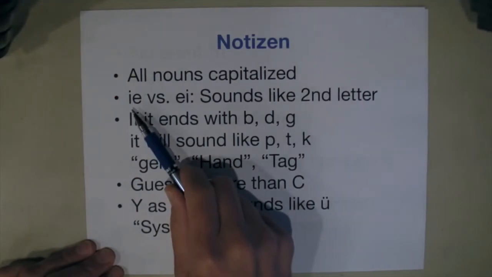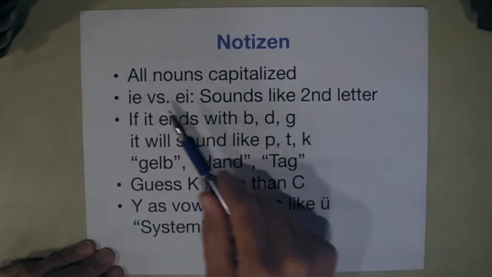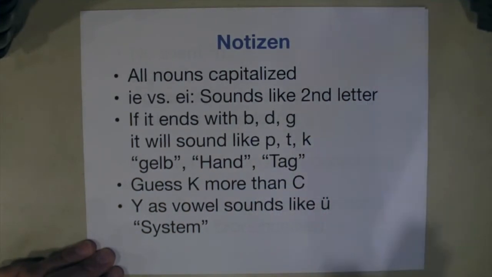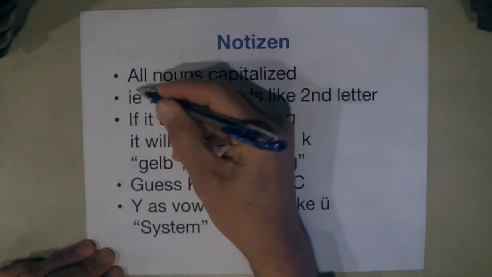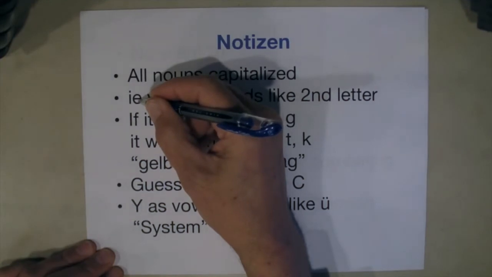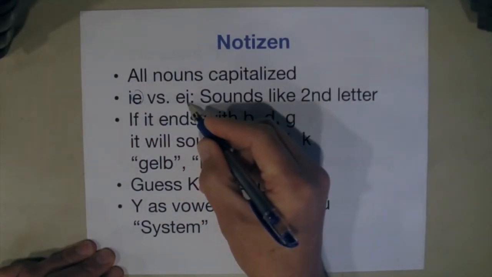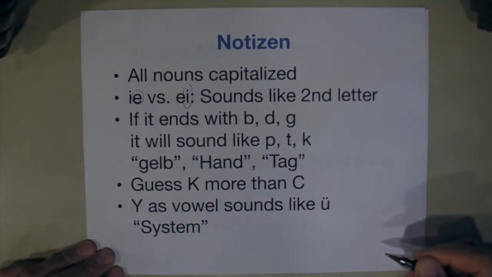You know in English how hard it is to get IE or EI? There's no difficulty in German at all. Okay? Basically, it sounds like the second letter in English. So let me explain. If you have these together, this will sound like the English letter E. So think of the E. And if you have this together, it'll sound like I. So it'll sound like the second letter there.